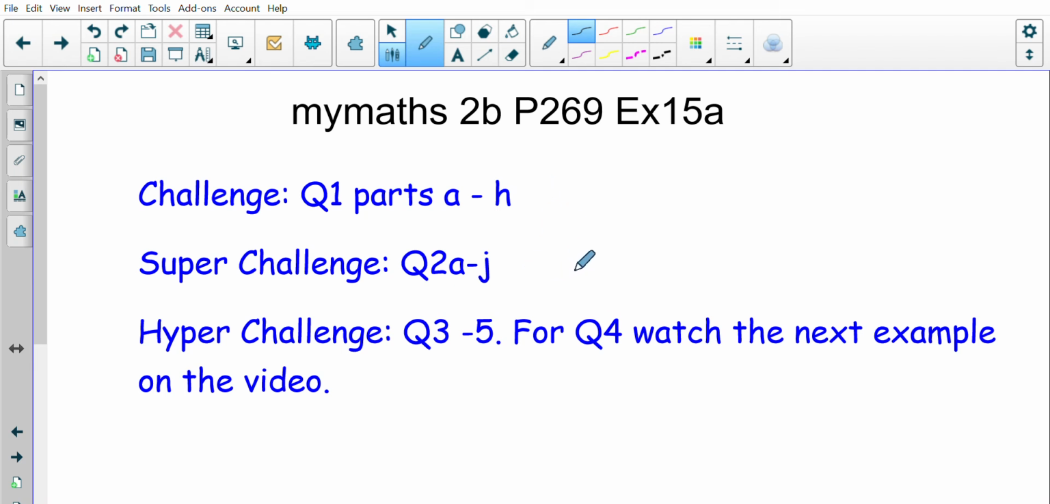If you finish the super challenge, you can start the hyper challenge, which is the problem solving questions 3 to 5. Before having a go at question 4, because that involves map ratio, I want you to watch the next example of the video. So you can pause the video for now, start on the challenge or the super challenge, and if you get to question 4 of the hyper challenge, restart the video to look at the map example.